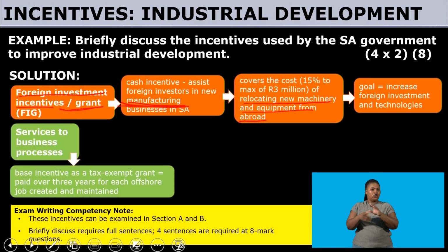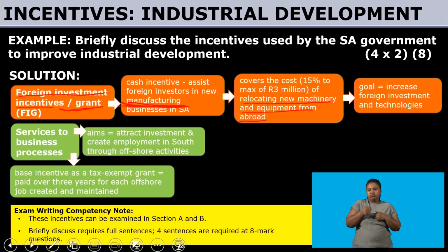We also have the business process services incentive. There is a base incentive as a tax exemption grant. It is paid over 3 years for each offshore job created and maintained. The aim is to attract investment and create employment in South Africa through offshore activities.